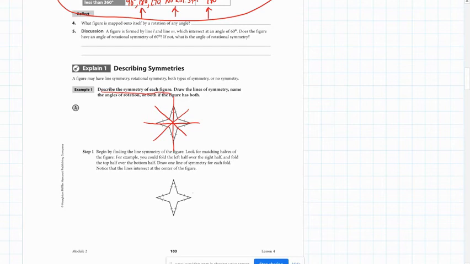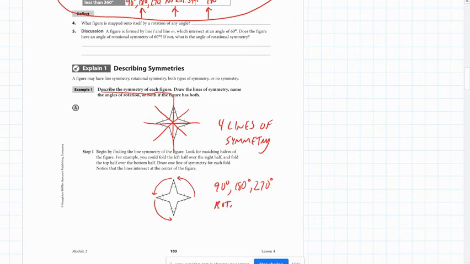And if we turn it just 90 degrees, then it matches up, and then we could turn it another 90 and another 90, and it would continue matching up. So this would have 90-degree, 180, and 270-degree rotational symmetry. So it's got 4 lines of symmetry and 90, 180, and 270-degree rotational symmetry.